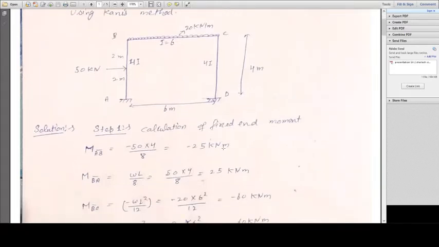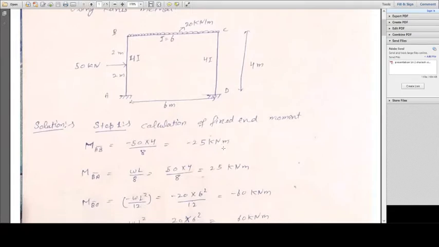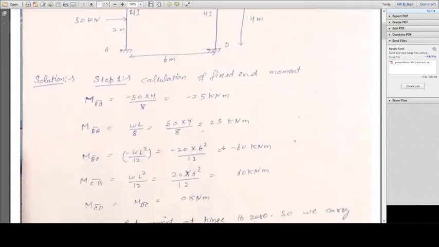The first step involved in the solution of this problem using Kani's method is to calculate the fixed end moments. So calculating the fixed end moments, we start with MAB. MAB is equal to minus 50 into 4 by 8. This comes by the formula minus WL by 8, where W is the 50 kilonewton load and L is the length, that is 4 meter, upon 8, and this comes out to be minus 25 kilonewton meter. MBA is equal to 25 kilonewton meter.